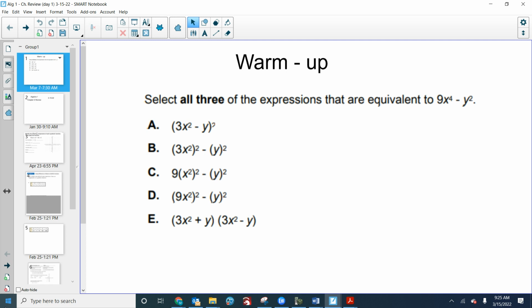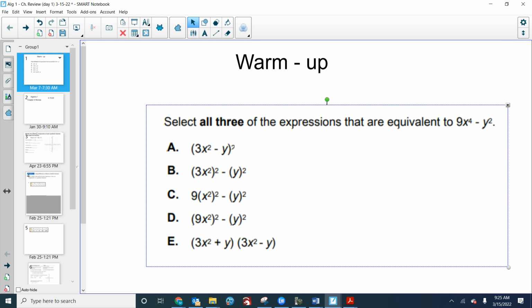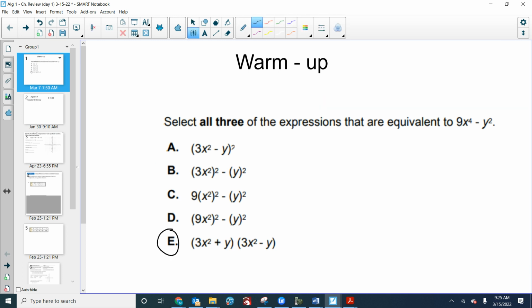Guys, there are three of these that are equivalent to 9x to the fourth minus y squared. Do you guys agree it's a difference of squares? Which one's a difference of squares here? Here's one. That's a difference of squares. The middle term would cancel out. What's 3x squared times 3x squared? 9x to the fourth. What's y plus y times negative y? Negative y squared. Okay, so this is one of them.